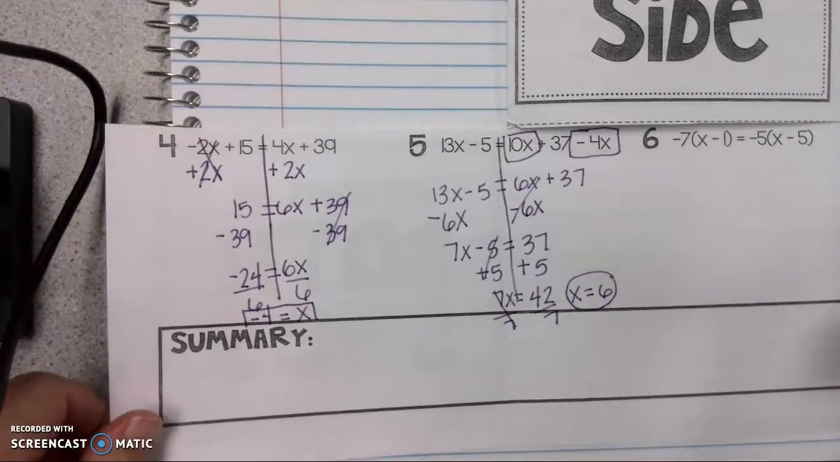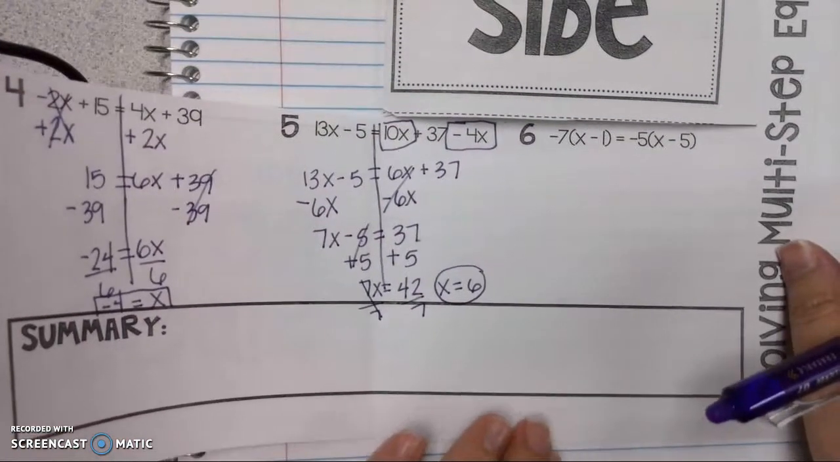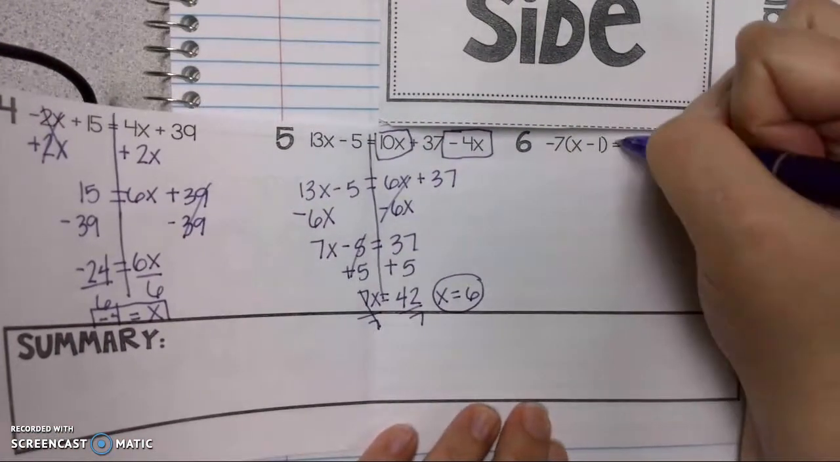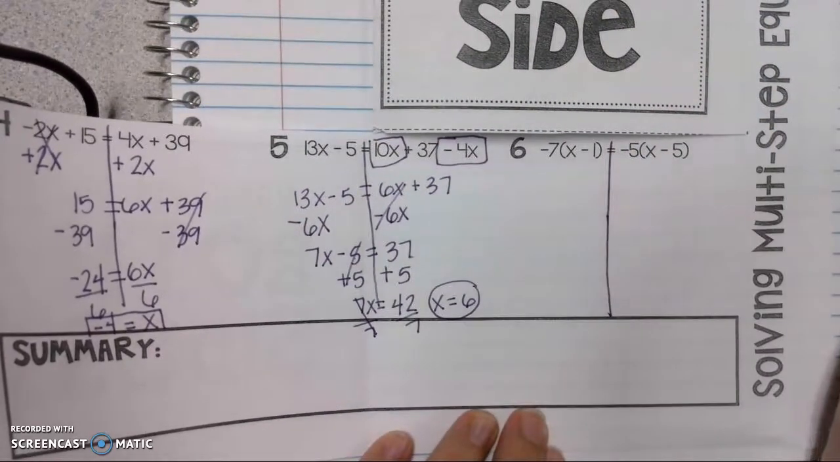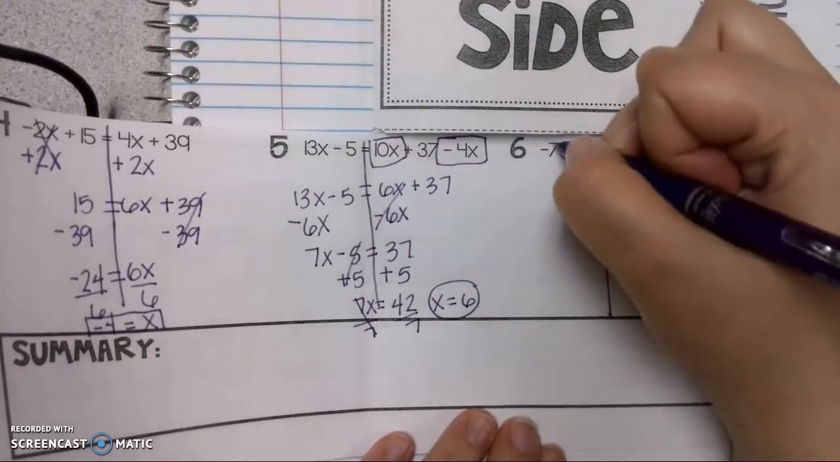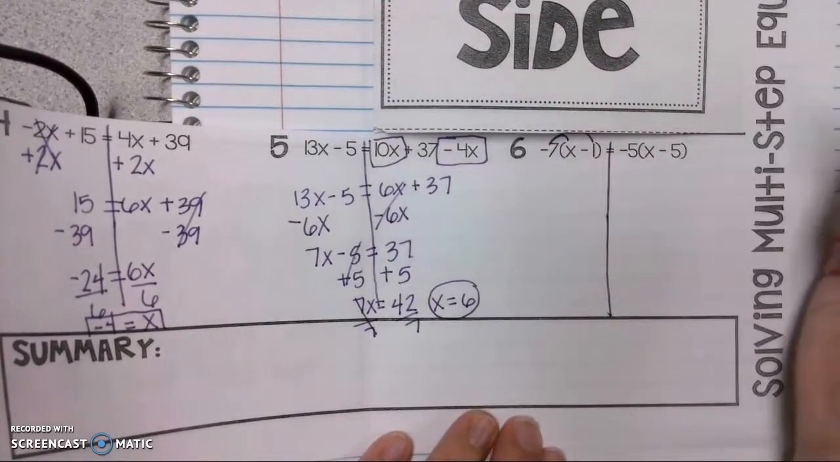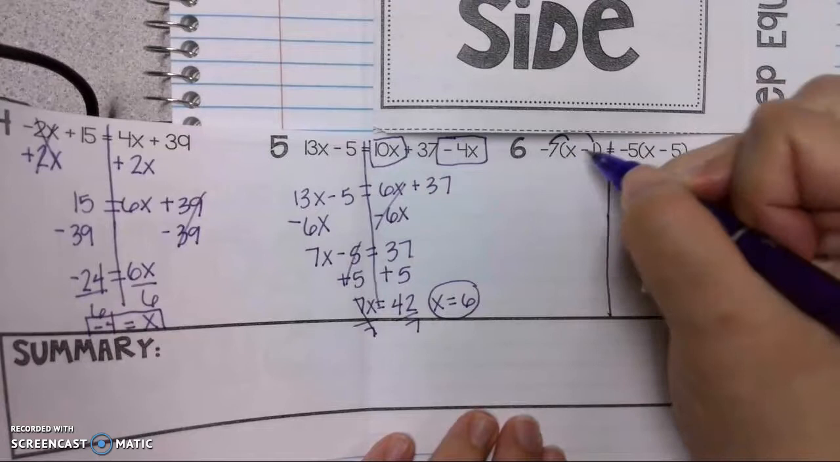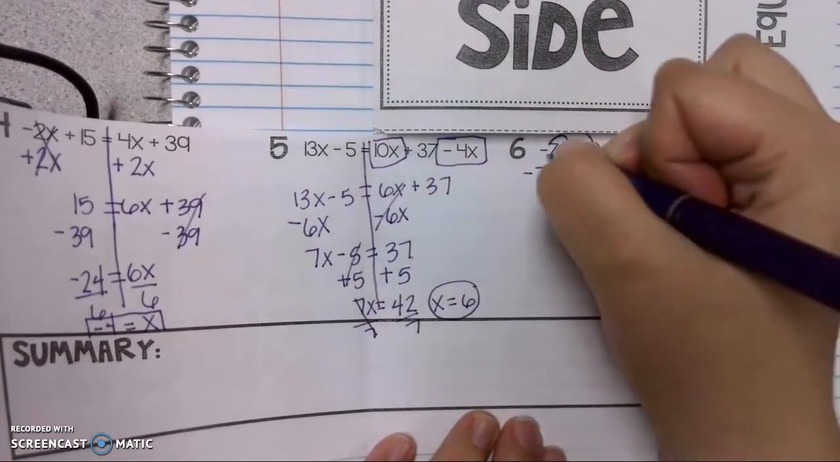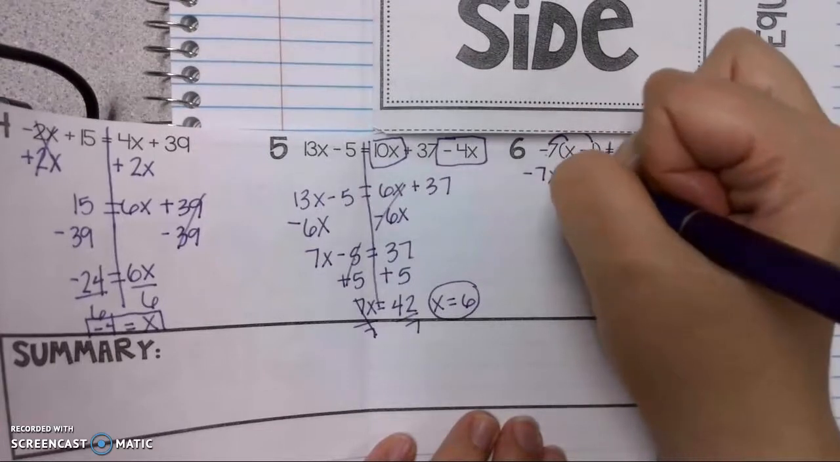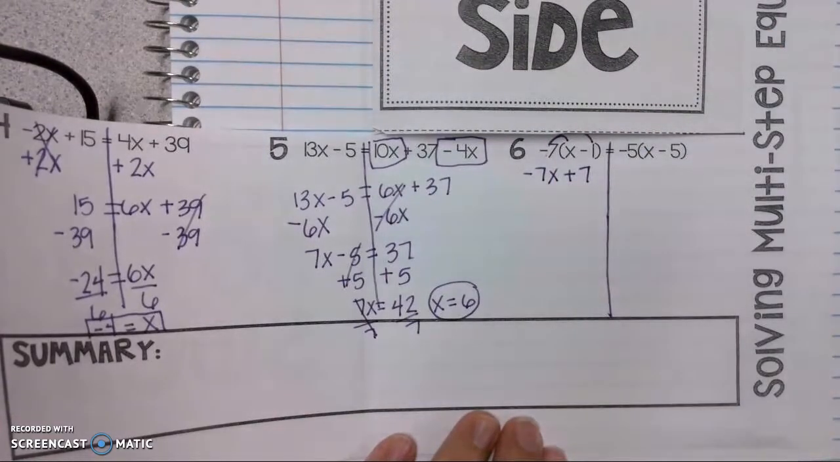Great, we're doing awesome. We have one more to go. Example number 6. As always, line down my equal sign first. This time I have some distributing to do. So I want to distribute on both sides at once. Negative 7 times x is negative 7x. Negative 7 times negative 1 is a positive 7.